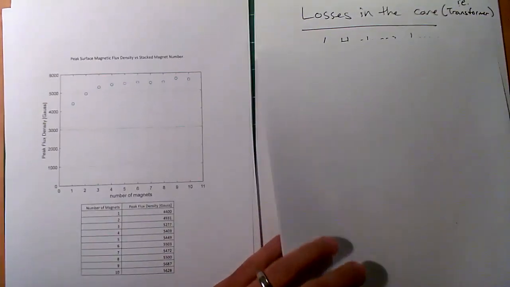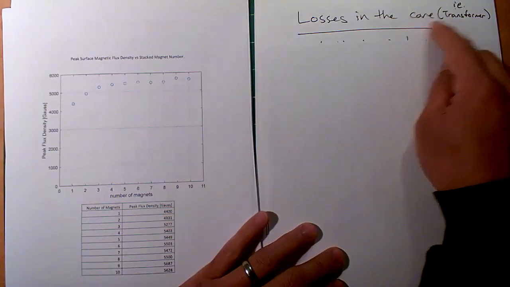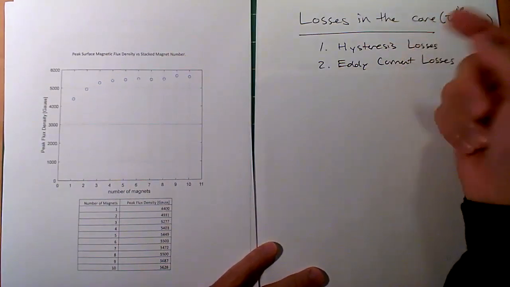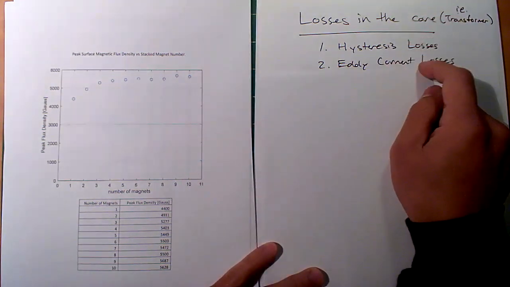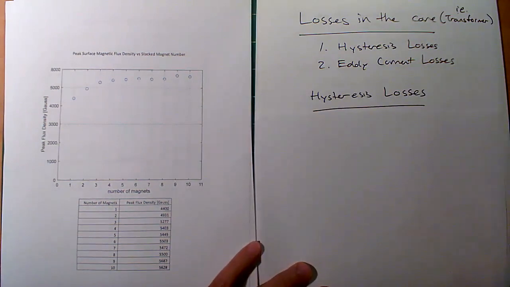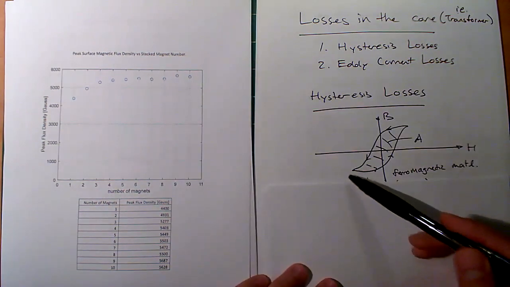So let's look at losses in the core. When I talk about the core, one example would be a transformer. There are hysteresis losses, which come from the BH curve, and there are eddy current losses, the eddy currents that I just talked about, right? So let's look at the hysteresis losses. And we went through this, right?